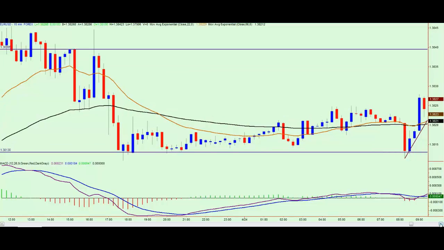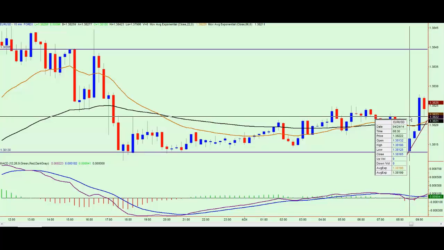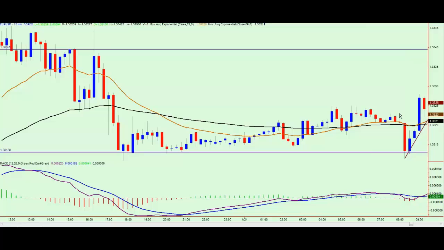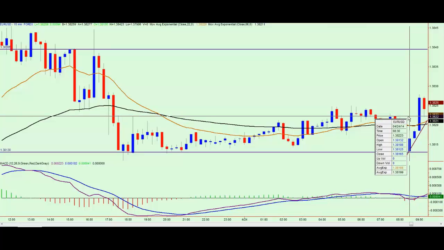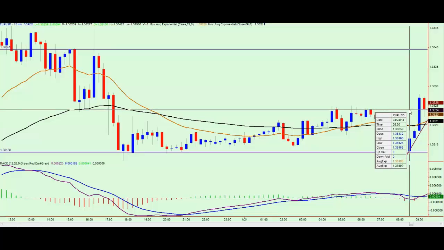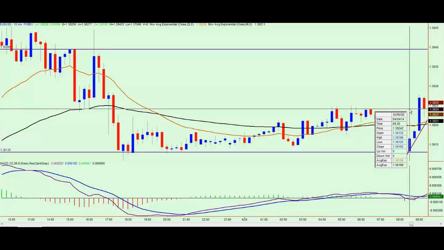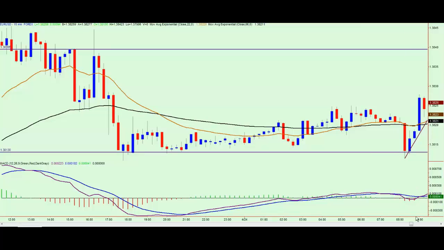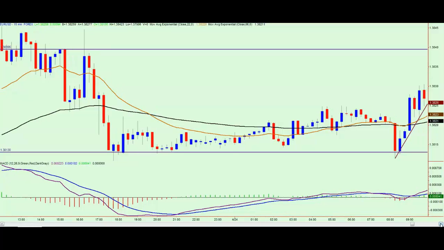You can wait for a pullback if you want to, which is very nice, and it pulled back down into this area of price movement or resistance previously, so you could have got a nice fill probably around about the 138.24, maybe around about the 138.24 would have been a nice fill there. And then price continues up.